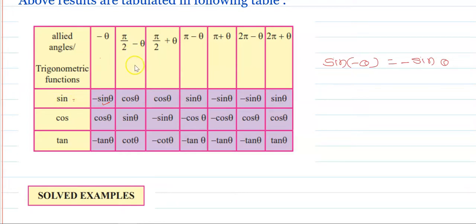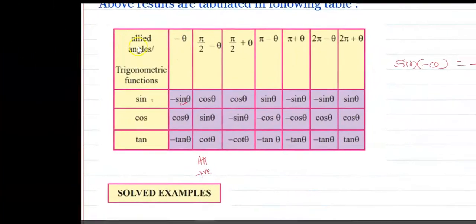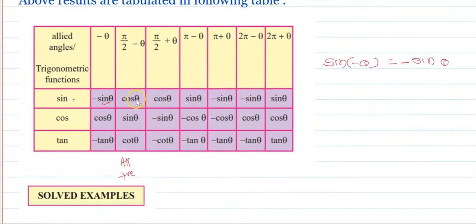Sin of pi by 2 minus theta. Whenever there is integral multiple of pi by 2, function changes. आता हे सगळे कुठल्या क्वाड्रंट मध्ये? These are all in the first quadrant. Therefore, all are positive. Okay, next. Therefore, sin of pi by 2 minus theta, sin will become cos. Therefore, sin of pi by 2 minus theta is cos theta. Cos of pi by 2 minus theta is sin theta. Tan of pi by 2 minus theta is cot theta as the function changes.